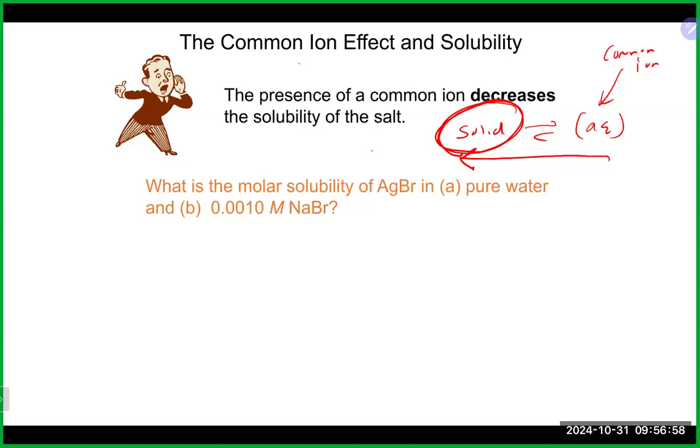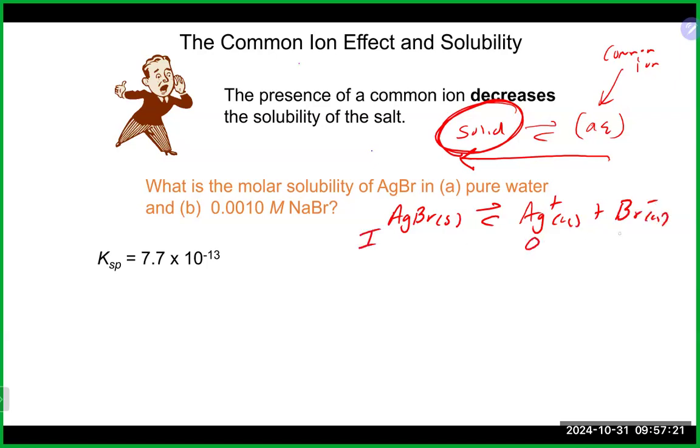So, for example, if we look at the solubility here of, say, silver bromide in water, the KSP for silver bromide there is 7.7 times 10 to the minus 13. If we go through it here and do our ICE table to figure out the solubility, we've got a silver and we've got a bromide, basically.